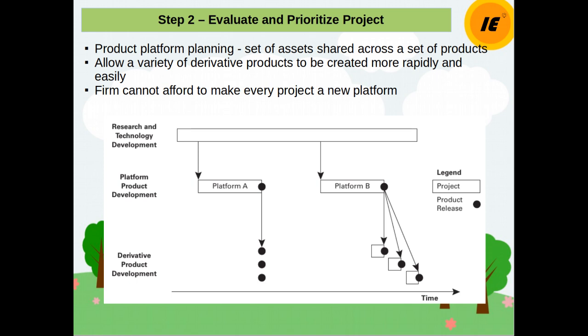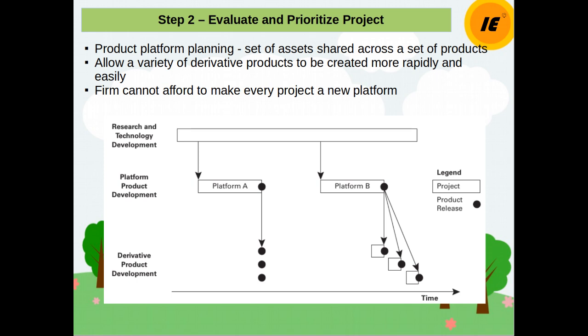Next thing to discuss is product platform planning. So the question is, what is a platform? The product platform is a set of assets shared across a set of products. Components and sub-assemblies are often the most important of these assets. An effective platform can allow a variety of derivative products to be created more rapidly and easily, with each product providing features and functions desired by a particular market segment.